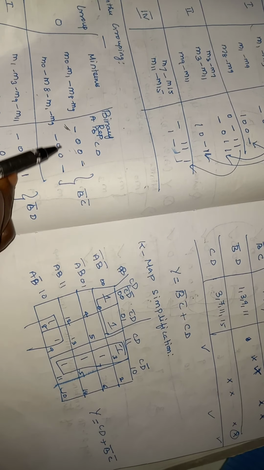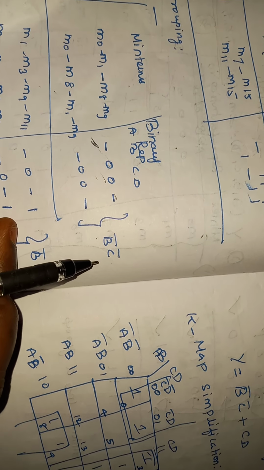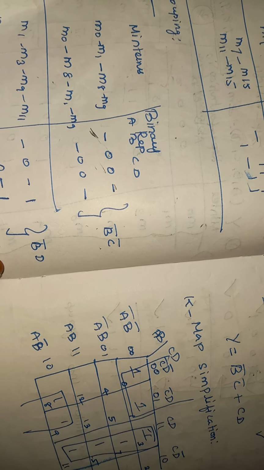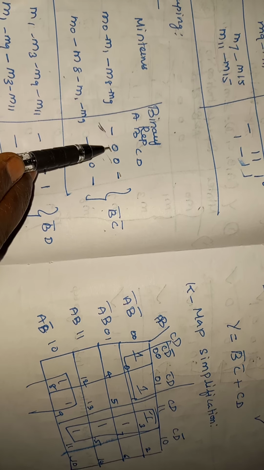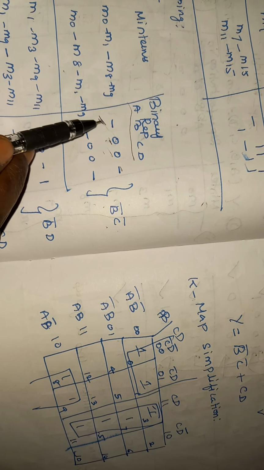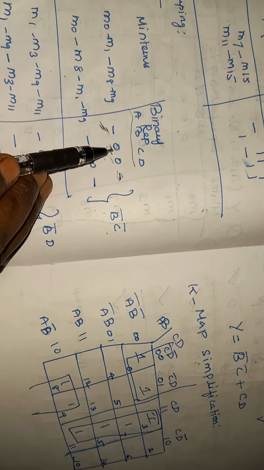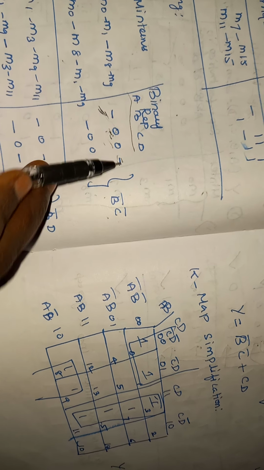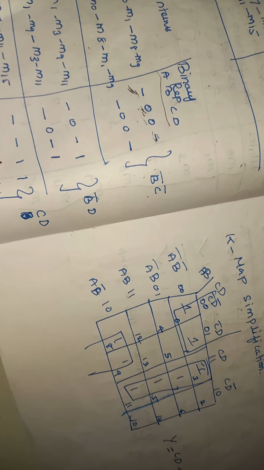So based on that, we can write the variables here: B bar C bar, B bar D, C D. B bar means this value corresponds to, there are 4 variables now, there is no A, there is no D. So here B, C is there, but 0 is there. So B bar, C bar, all the values are B bar, C bar. Here also B bar D, C D. This is what your terms are.